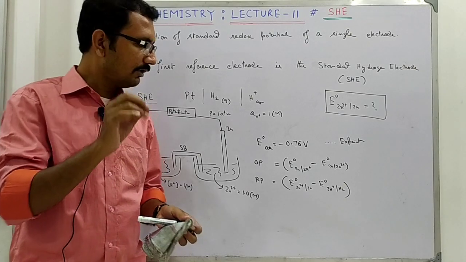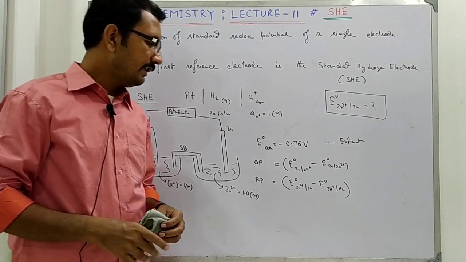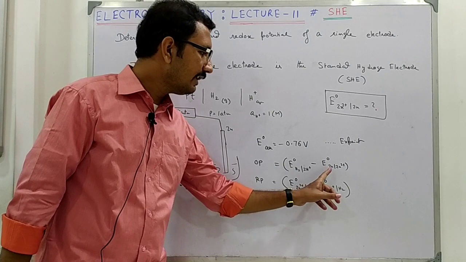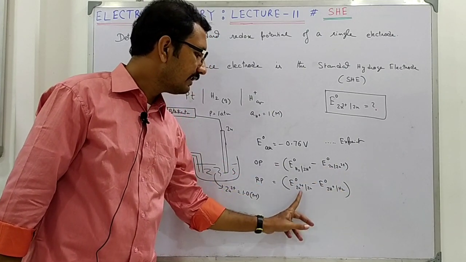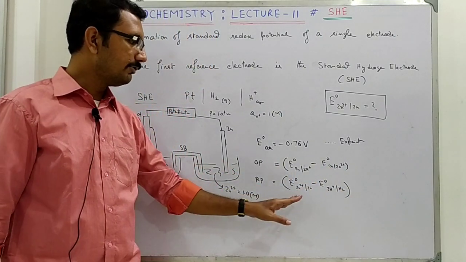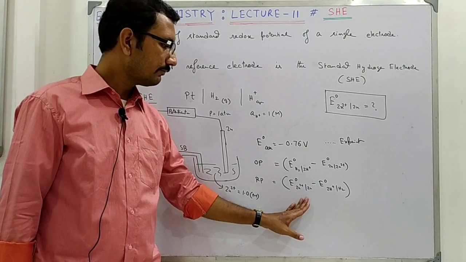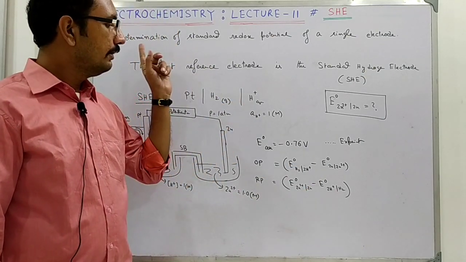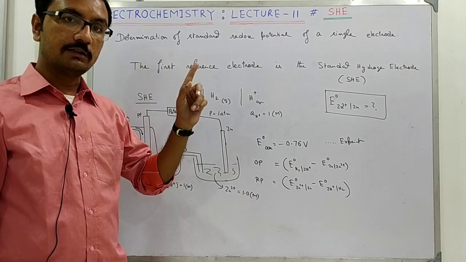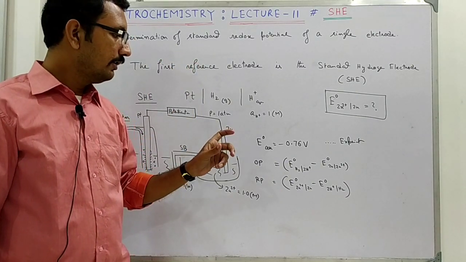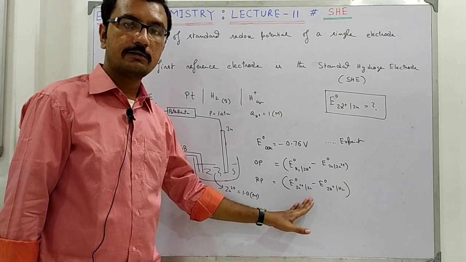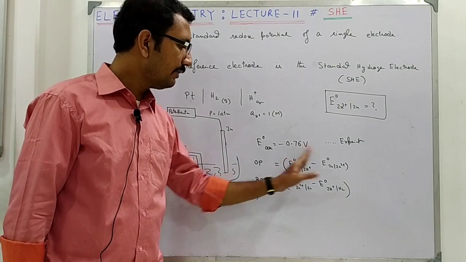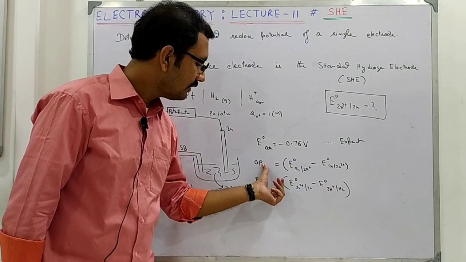Now if someone feels angry that you are writing here Zn2 plus and you are writing here Zn2 plus Zn, have you gone mad? No, you have to follow the lecture from the start, from lecture 1, and you have to practice that what I am writing is not madness, is by no means wrong. This is the oxidation potential.